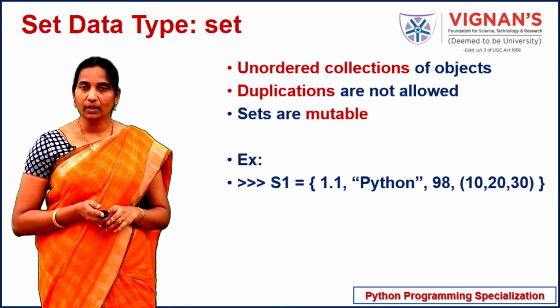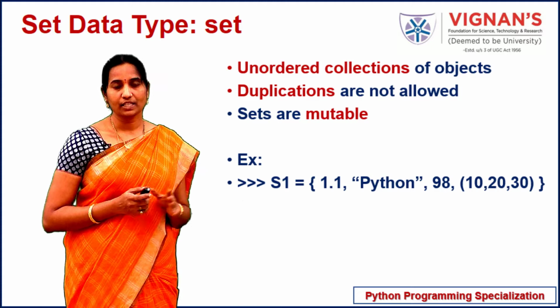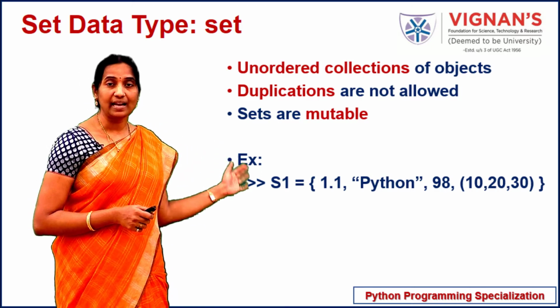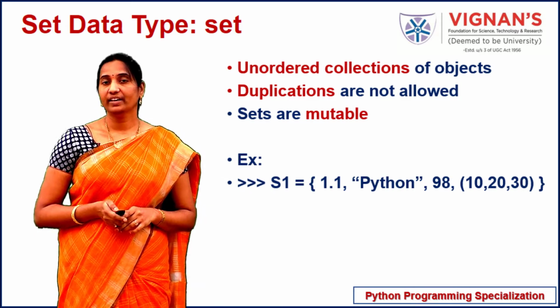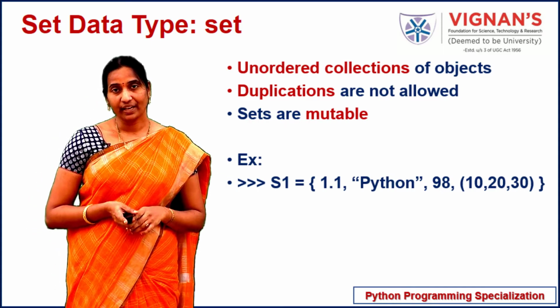One thing you need to remember is every individual element of a set must be of type immutable. That is, you cannot have a list as an element of the set, as a list is a mutable type. Even a set cannot be part of another set because a set is of type mutable.